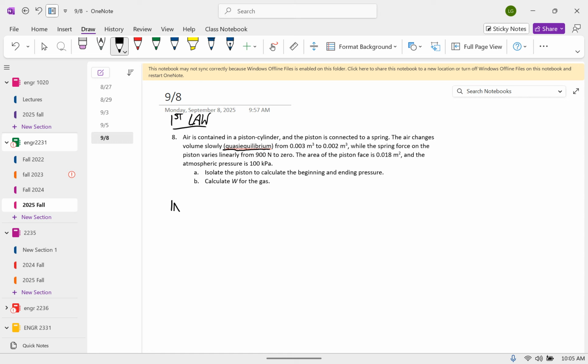Okay, so let's think about instant 1 and instant 2. The volume at instant 1 is 0.003 cubic meters. The volume at instant 2 is 0.002 cubic meters. Is that a specific volume or a true volume? Yeah, and you can tell from the units. I wrote it as a capital V, but you can tell from the units.